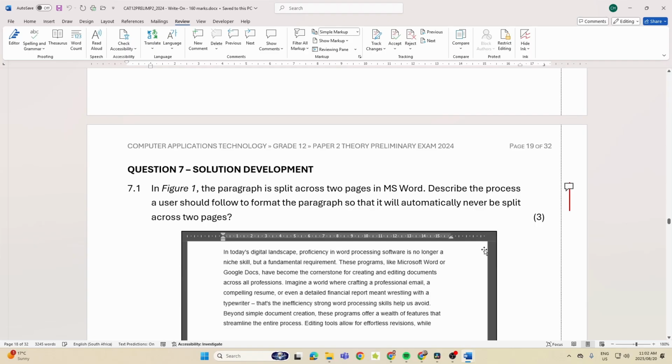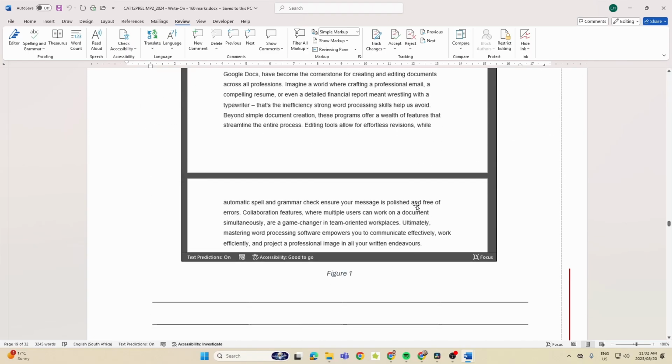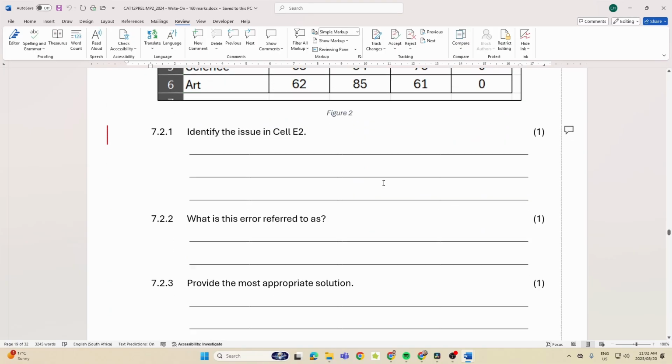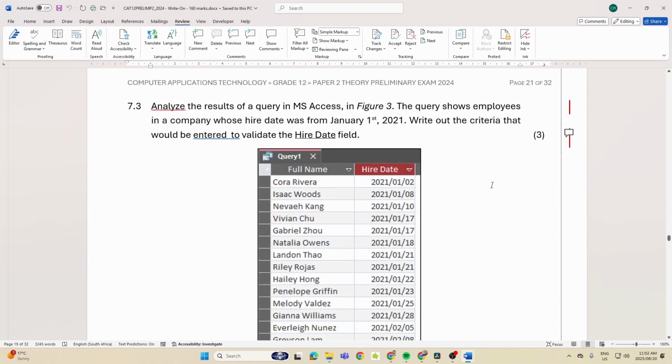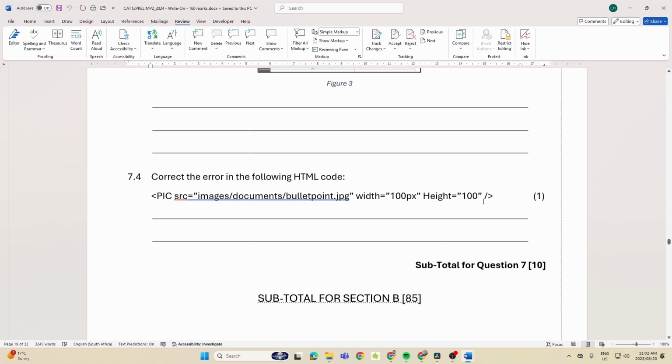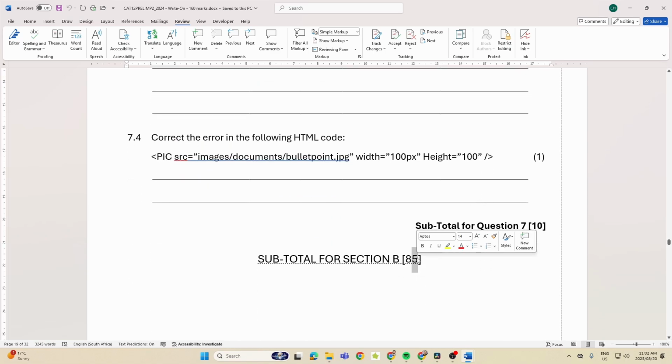And then question 7, as we mentioned before, solution development. They're going to give you some prac items, ask you to provide some solutions for that. So yeah, once you've written your prac, don't just throw all that data away out of your head. Now look at this in 2024. Look at that. 85 marks for section B. So 2022 it was 75, 2023 it was 75, and in 2024 it was 85.